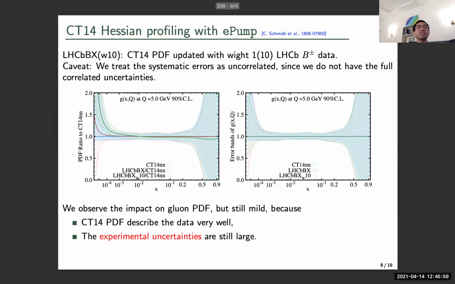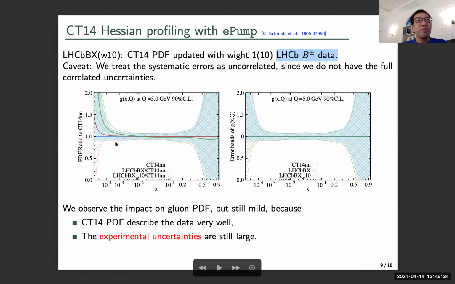So let's see what the impact is on the PDFs. We just use this heavy B quark production from LHCb and use this ratio observable to see its impact on the CT14 PDF. We use the fast profiling and Hessian profiling technique with ePump. This allows us to see the impact when we add this data into the global fit, and to see the uncertainty shrink or the central values change.